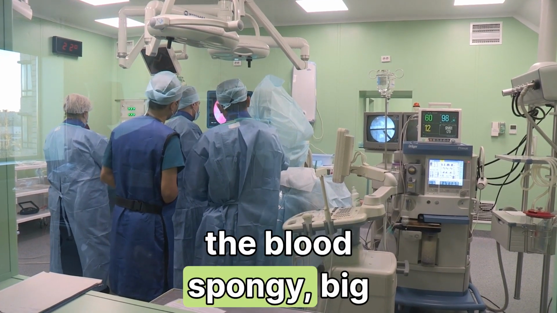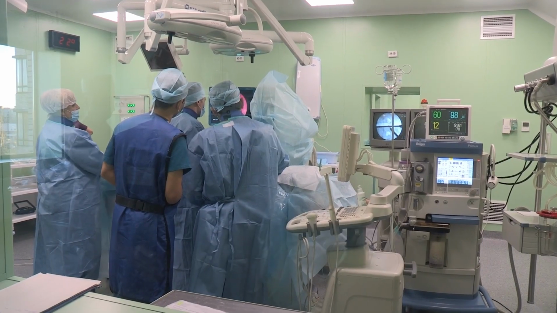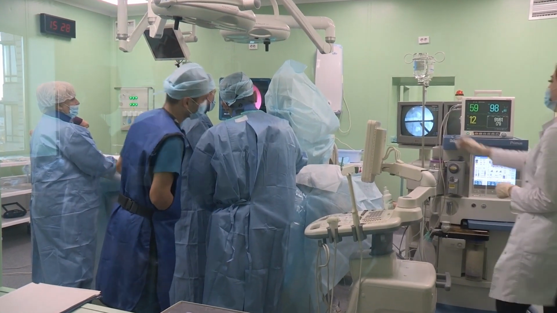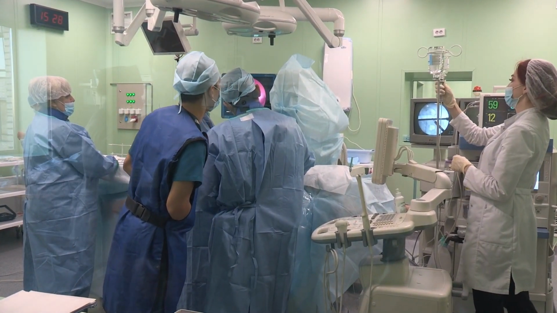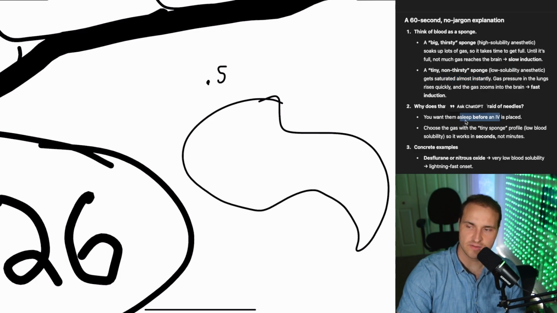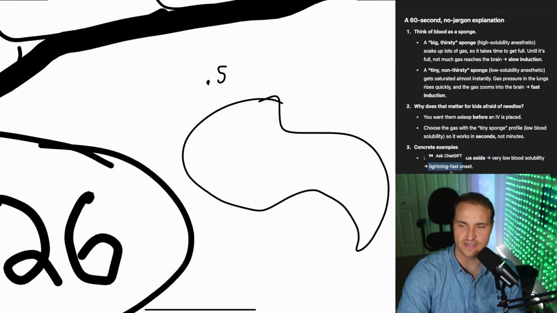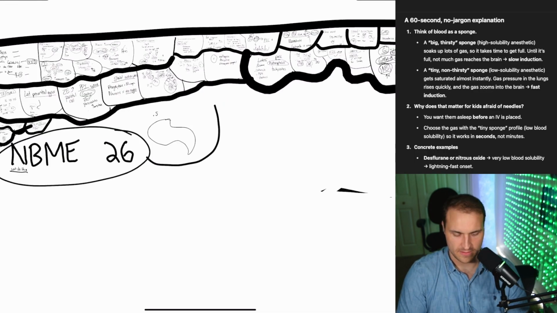Remember the blood, spongy, big thirsty sponge. If it soaks up the gas, it takes a long time to fill. But if it's lowly soluble, it gets saturated instantaneously. And for these guys, you want them to sleep before you place the IV. So you just knock them out real quick. Desflurane, nitrous oxide, very low blood solubility, super fast onset, and halothane, isoflurane are going to be high solubility, so slower on. All right, so we're going on to our next one.